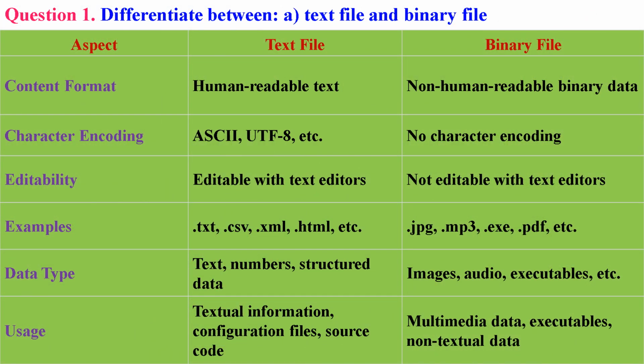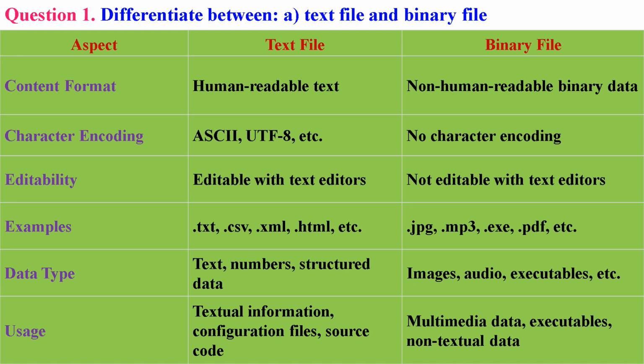Question 1. Subdivision A. Differentiate between text file and binary file. First, we can see about text file. Text files contain data that is readable by humans and is often used for storing text-based information, such as plain text documents, spreadsheets, or web pages. Examples include .txt, .csv, .xml, and .html files.